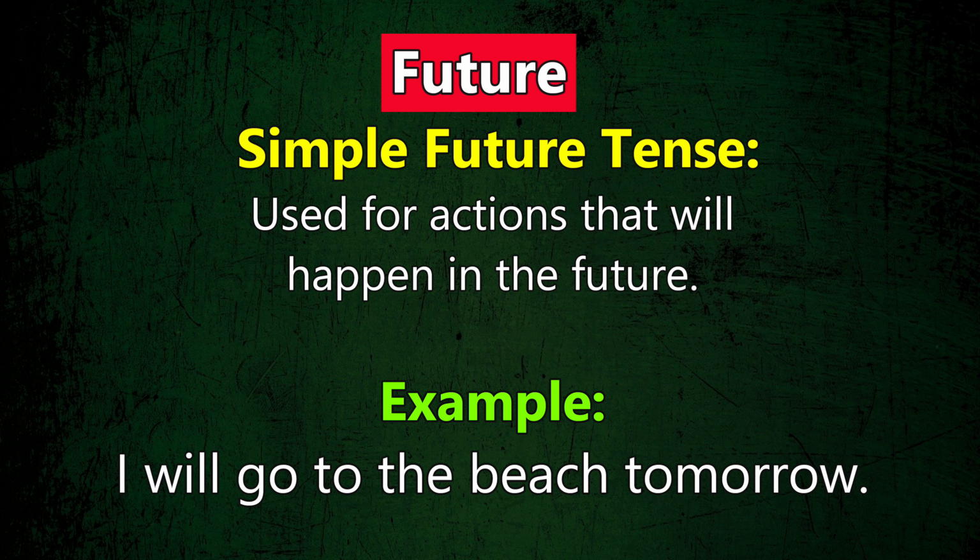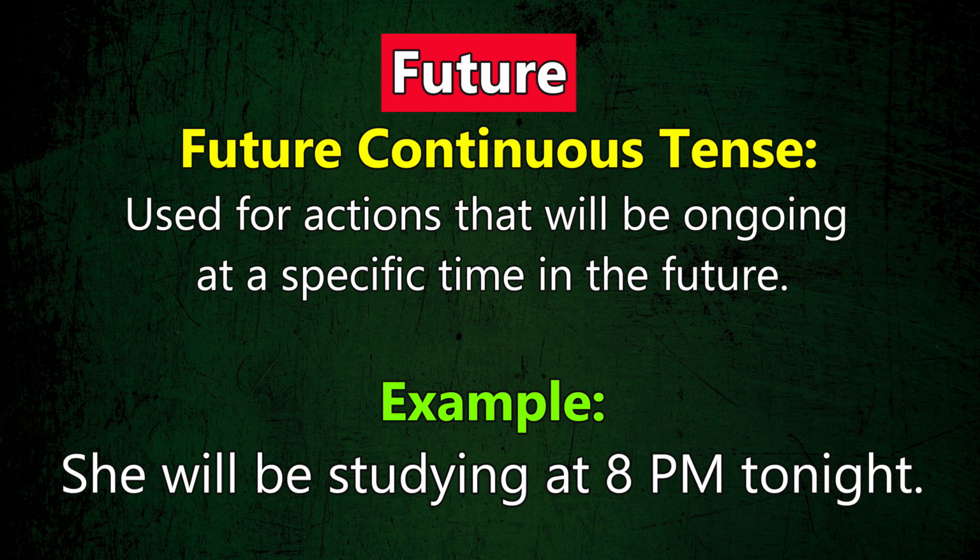Future tenses. Simple future tense. Used for actions that will happen in the future. Example: I will go to the beach tomorrow. Future continuous tense. Used for actions that will be ongoing at a specific time in the future. Example: She will be studying at 8 p.m. tonight.